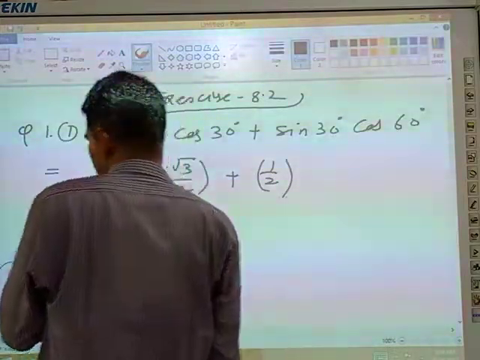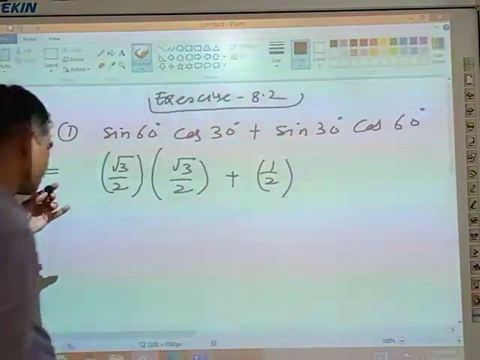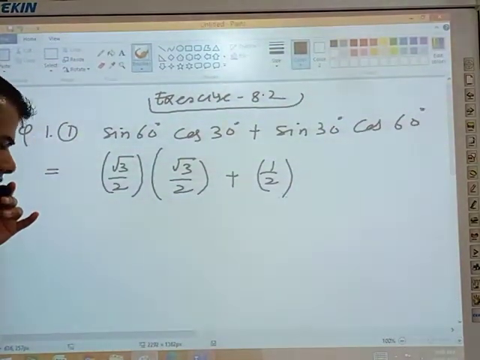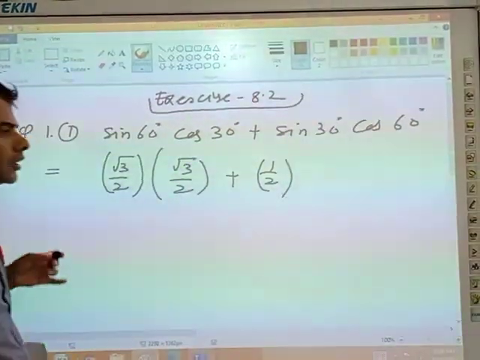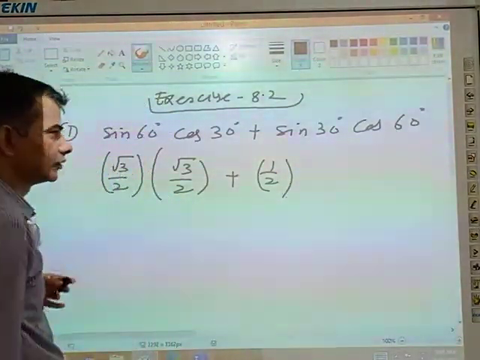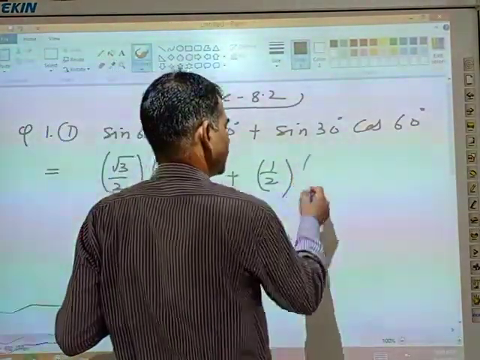Have you learned the table? Yes, sir, we have learned the table. Okay, very good. What is the value of cos 60 degree? Pragati. Sir, 1 by 2. Very good.